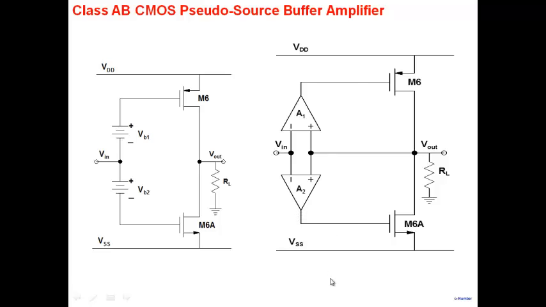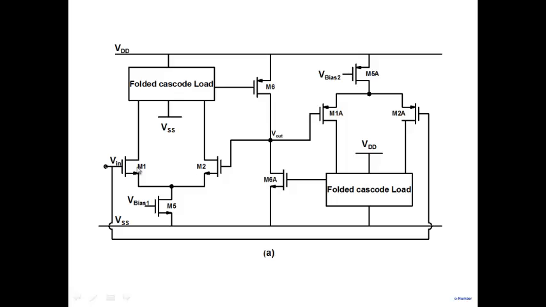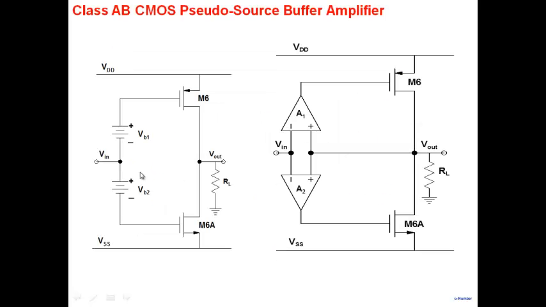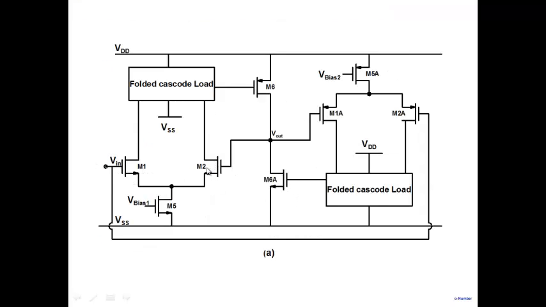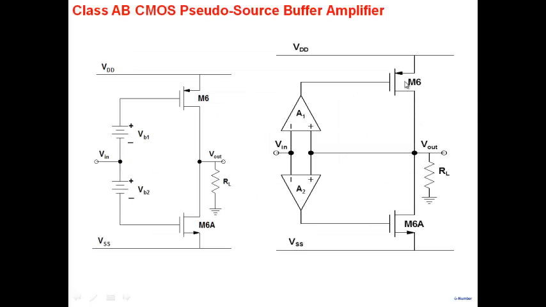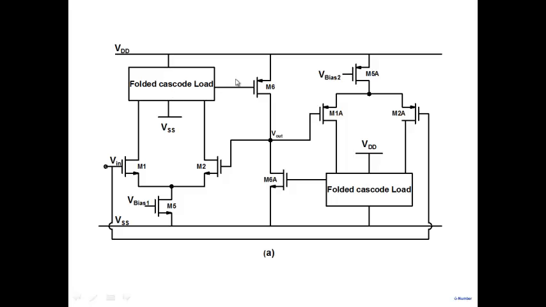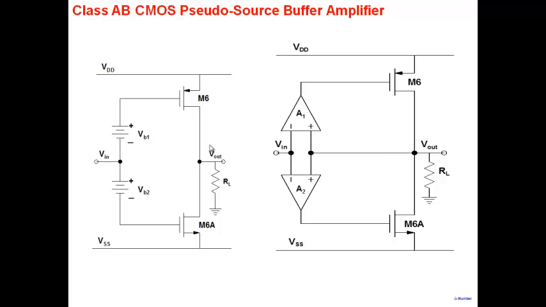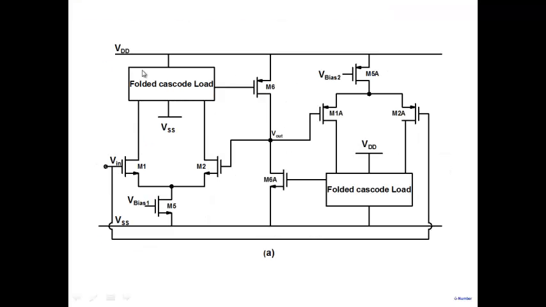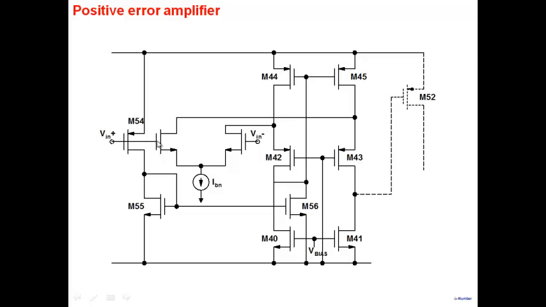Okay. Now the issue is, how do you build error amplifiers? Well, this is an error amplifier here. You need two error amplifiers, A1 and A2, that you see here. So I have an error amplifier, M1 and M2. This is a folded cascode load. Folded cascode load, it goes into M6 here. So one error amplifier with the folded cascode load goes into M6. Another error amplifier with the folded cascode load goes into M6A. All right. So what happens is you start with simple things. You say error amplifiers. You know how to build error amplifiers with a folded cascode load here. This is our error amplifier with folded cascode load.